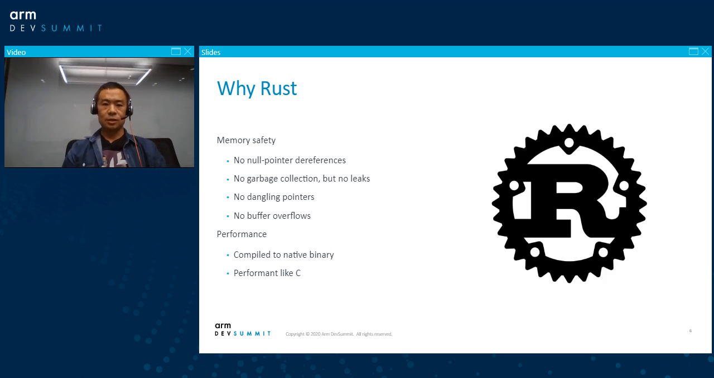To win such a lot of memory safety features, do you need to pay in performance? No. Some languages with a similar memory safety mechanism, like Java, are compiled into some intermediate code and get interpreted and executed by some local engine. But Rust is different. The code is compiled into a native library, so the performance is at the same level as a C program.